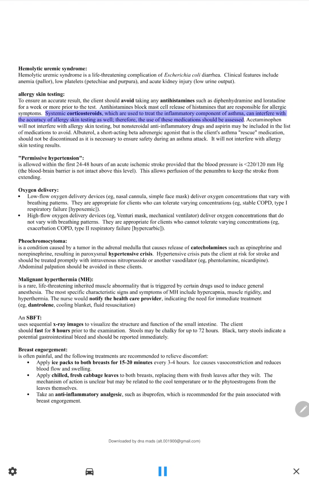Systemic corticosteroids, which are used to treat the inflammatory component of asthma, can interfere with the accuracy of allergy skin testing as well. Therefore, the use of these medications should be assessed.